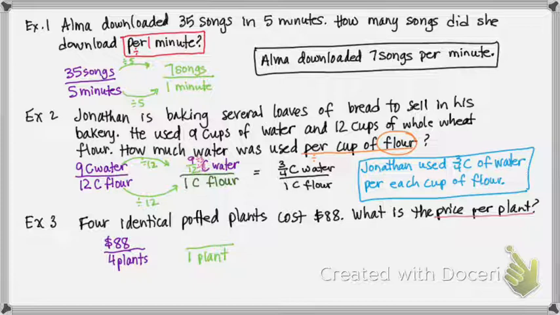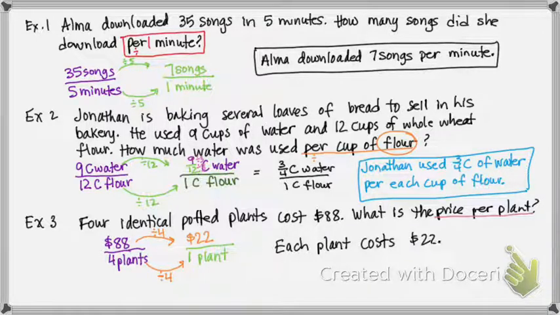So what am I going to do to get from 4 to 1? I'm going to divide by 4. So whatever I do to the denominator, I'm going to do to the numerator. So 88 divided by 4 is going to give me 4 goes into 8 twice and into 8 twice. So I would conclude each plant, that's another way of saying 1 plant, costs $22. Or you could say the cost of 1 plant is $22. A lot of ways to write this answer.